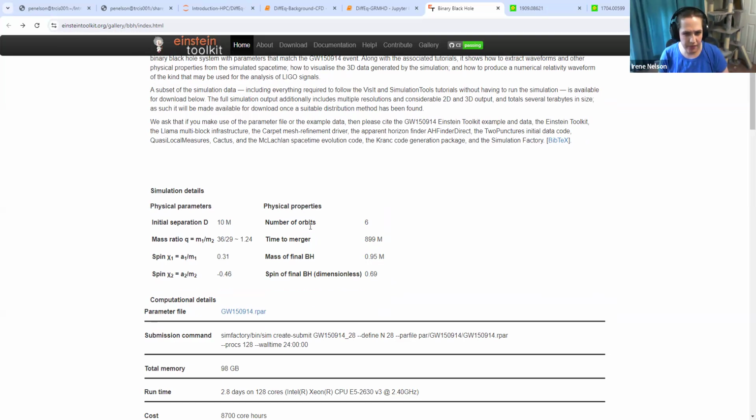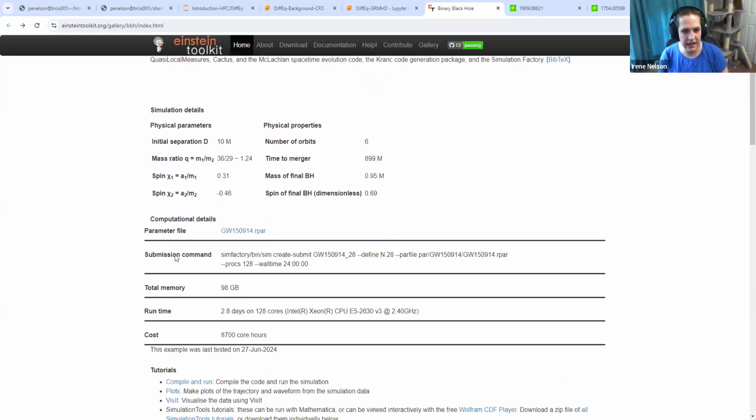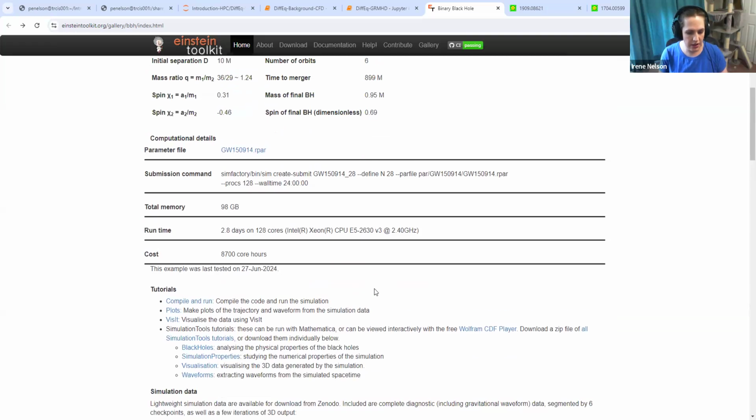And it also has useful details of the simulation, like the total memory needed, the runtime on the specific hardware they used, as well as a useful submission command. So that tells us if we want to do this ourselves, how many cores would we want to use? How long should we expect this to go for?